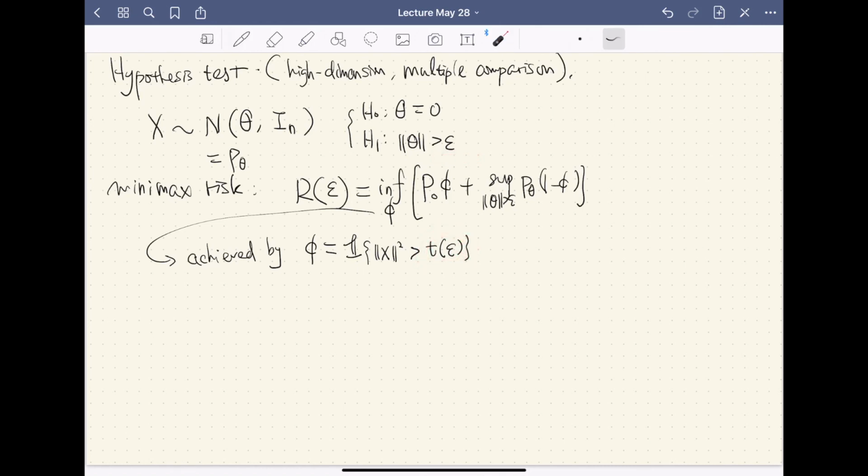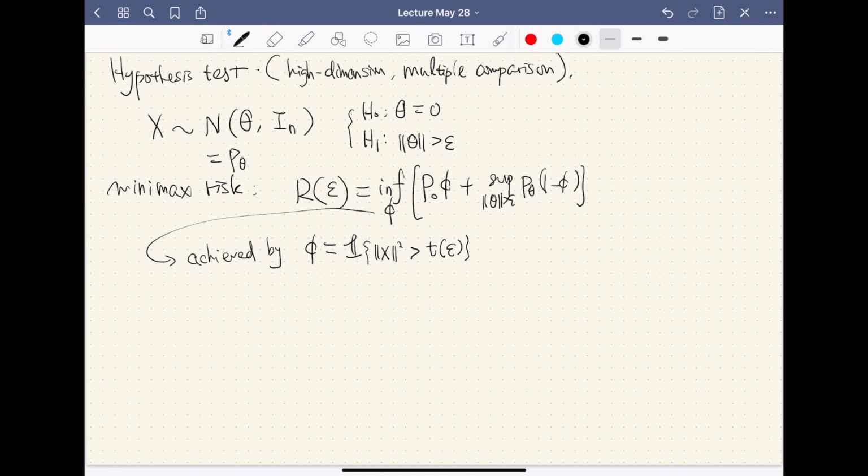Okay, so if you know the value of epsilon, you can actually find the optimal threshold function here, and then as long as you reject the null hypothesis whenever the L2 norm squared of the data is greater than this threshold function, then you will be able to minimize the worst case testing error, right? So how do we actually prove this is minimax? Well, let me briefly sketch the proof.